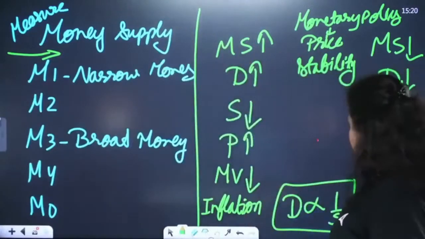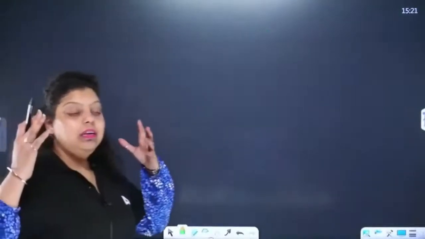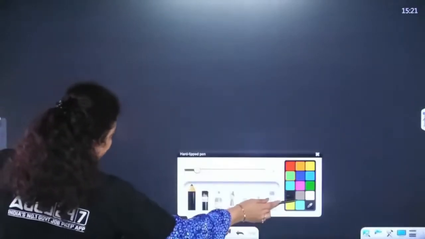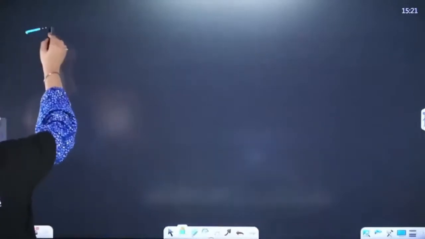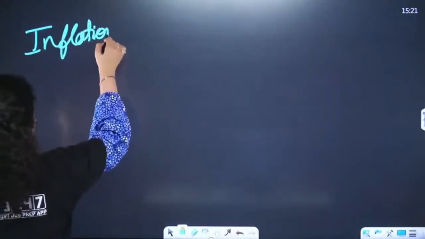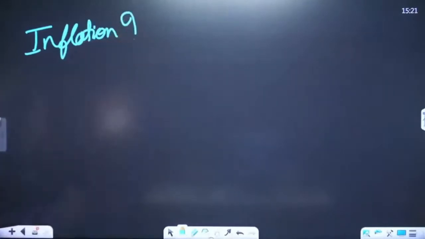This is what we have discussed about the measures of money, and the reason behind which RBI has to maintain them. Now let's talk a little bit about inflation. So what actually is inflation? Let's take a question here: what is inflation? This is the question for all of you.